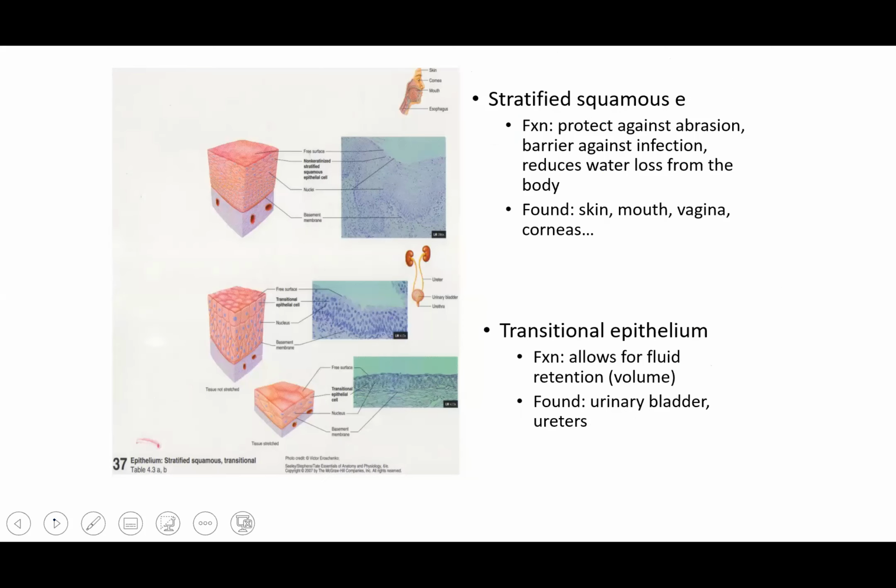Okay, stratified squamous. Stratified means multiple layers. There's our thick stuff, right? So it's thick, and look at that, function: protection against abrasion. If you look over here, you can see there's many layers of bricks. Many, many layers of bricks. Definitely more than one layer. So there's your stratified.